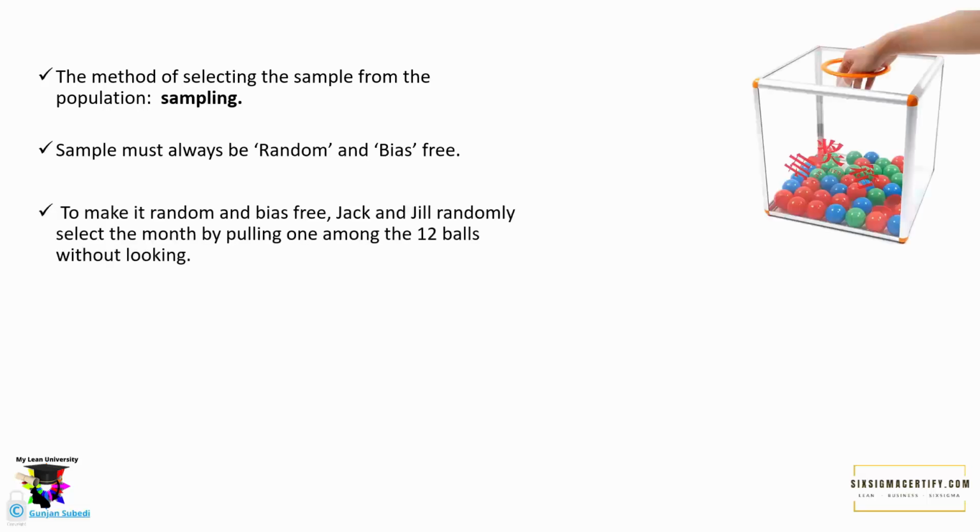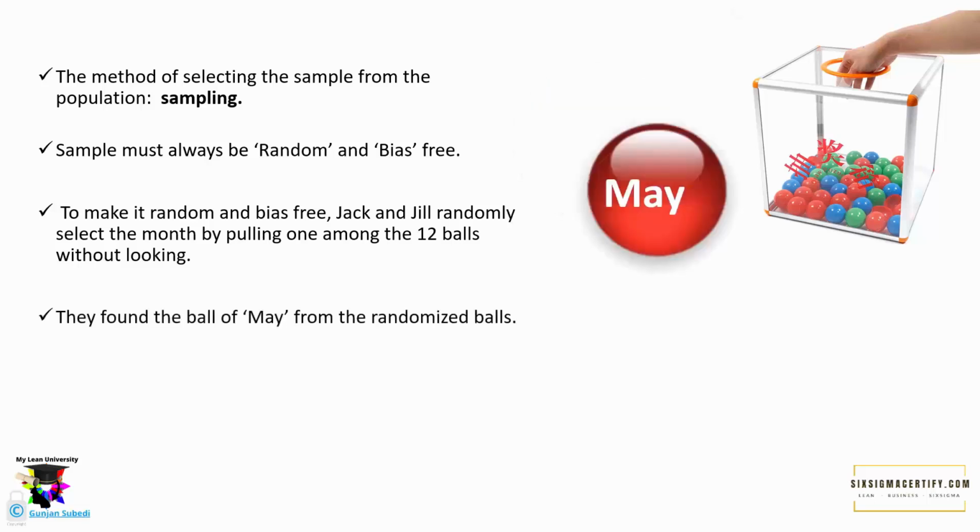In the case of Jack and Jill, to make it random and bias-free, Jack and Jill randomly selected the month by pulling one among the 12 balls without looking into the container. They found the ball of May from the randomized balls. Now Jack and Jill took the recording of all the sales made in the month of May. So all the data of sales of May is the sample here. Or in other words, Jack and Jill had the randomized sample.